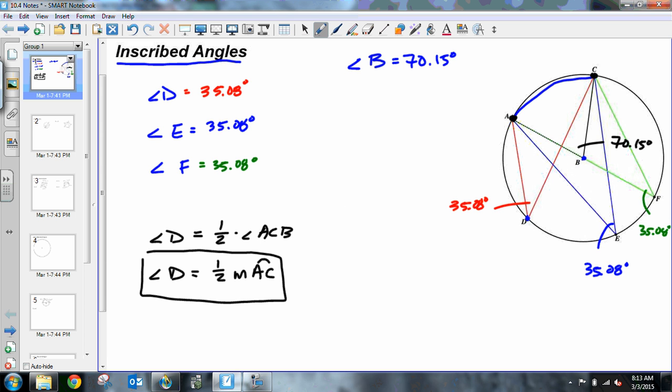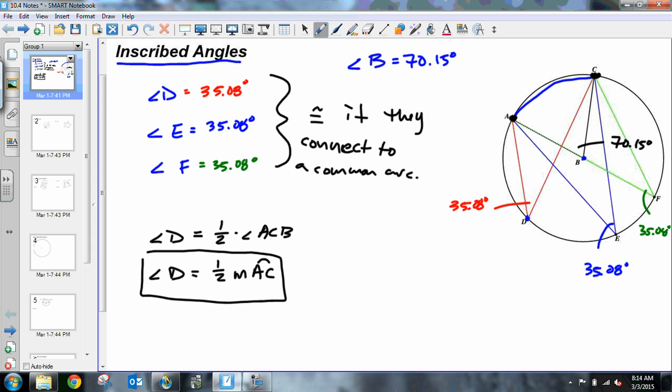Now, if they connect to the same arc length, then all of these inscribed angles can be congruent. Congruent if they connect to a common arc. All right, so that's kind of information I want you to write down. But the main thing that I want you to see is that not only are these congruent if they connect to a common arc, but the angle measure of these inscribed angles is half of what we see here. Okay. So now let's apply this and answer some questions.